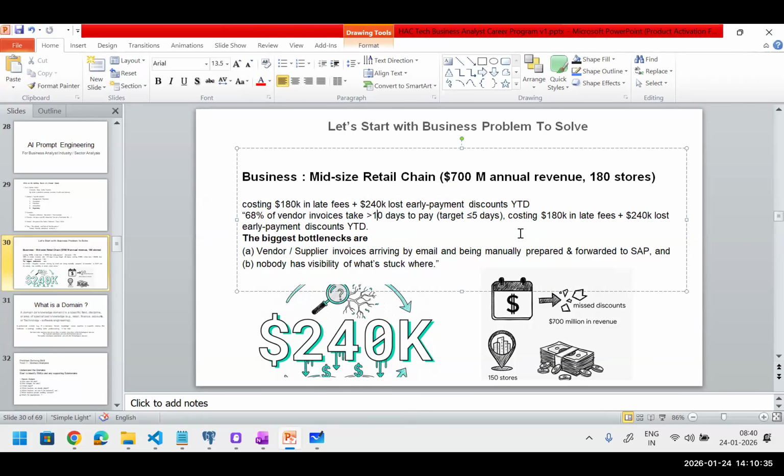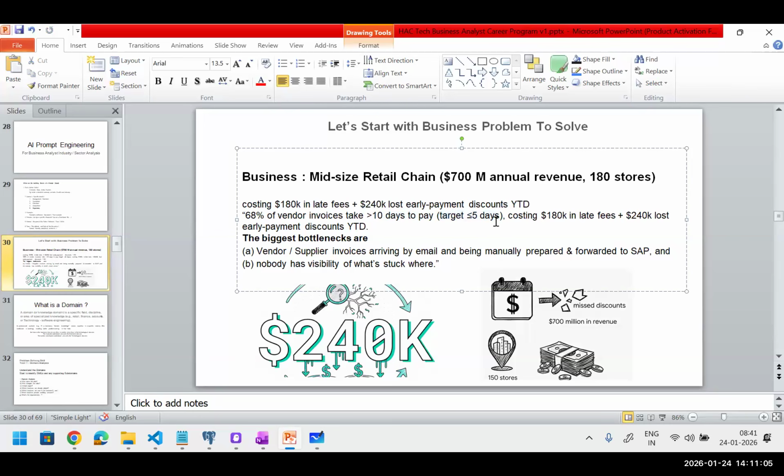So this invoice takes 10 days to pay because vendor payments are getting piled up due to manual processes. Maybe we need a root cause analysis to find out how we can apply analytical thinking and problem solving. But why is it taking 10 days, and what should we do to get it to less than 5 days? This is the target. We are solving a problem.